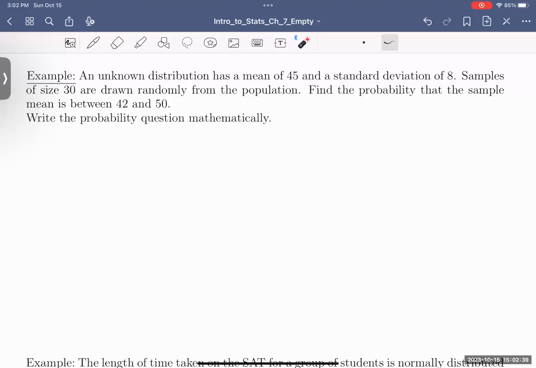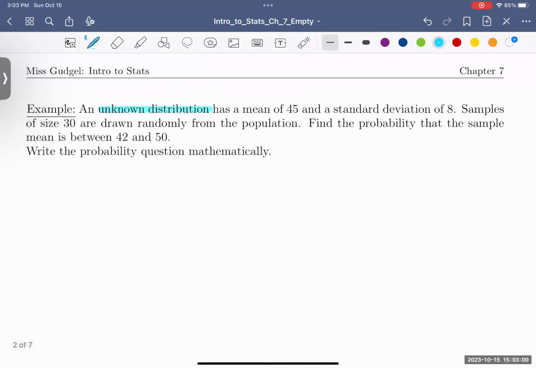Right, once again, an unknown distribution. We don't know what the distribution is, but that doesn't matter because the probability we're looking for is about the sample mean. If it's about the sample mean, we're allowed to assume a normal distribution as long as our sample size is large enough, which it is in this case.